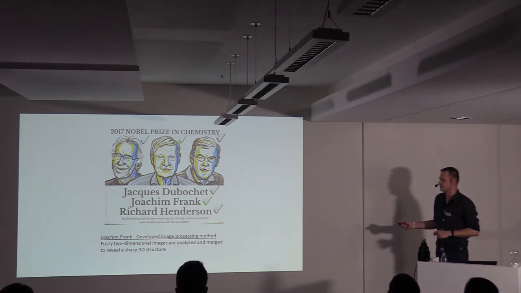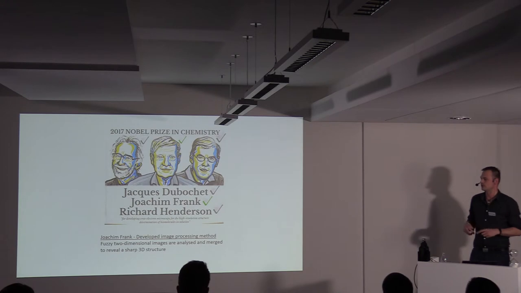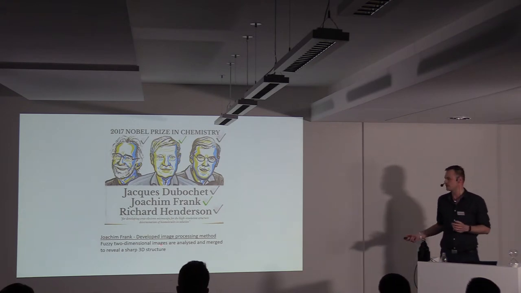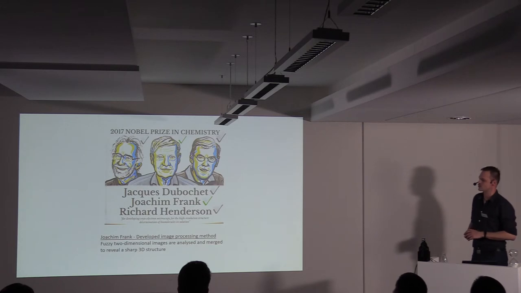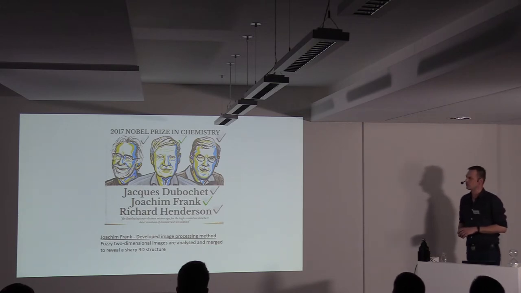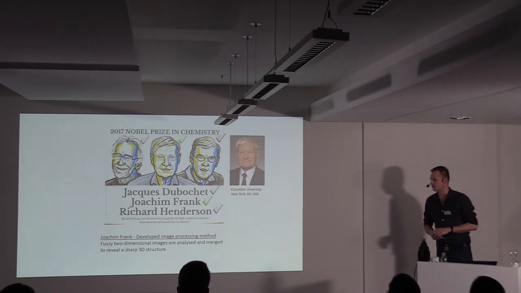Joachim Frank, here in the middle, developed the image processing method by which fuzzy two-dimensional images can be analyzed and merged together and in the end reveal a sharp 3D structure. Okay, and he is currently residing at Columbia University, New York, in the US, also a professor.